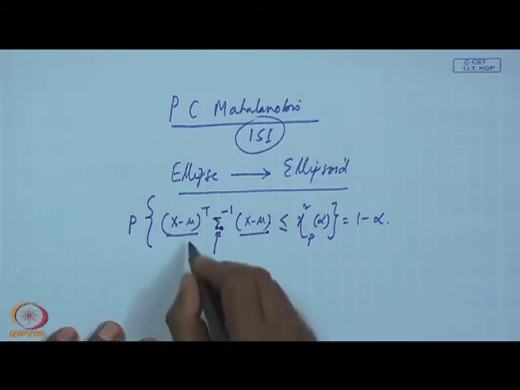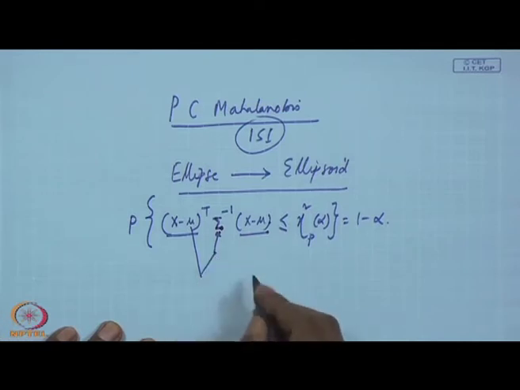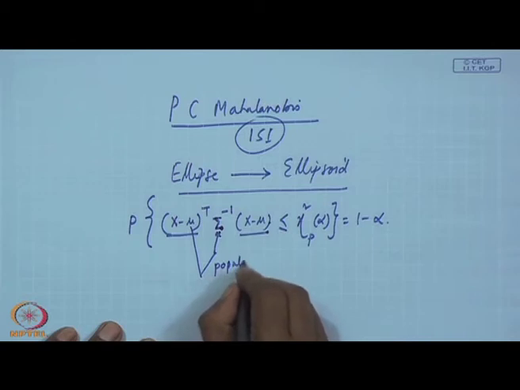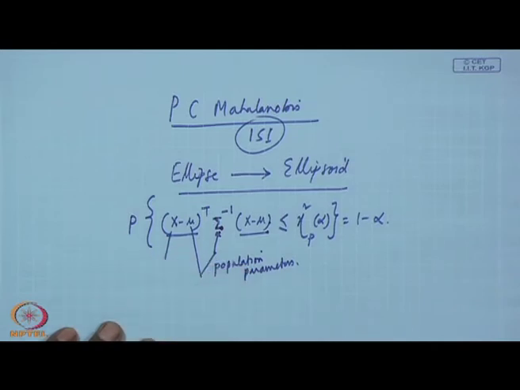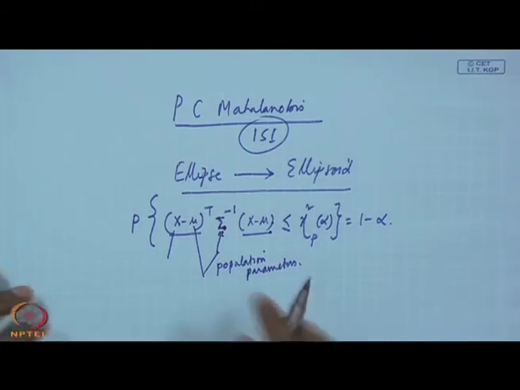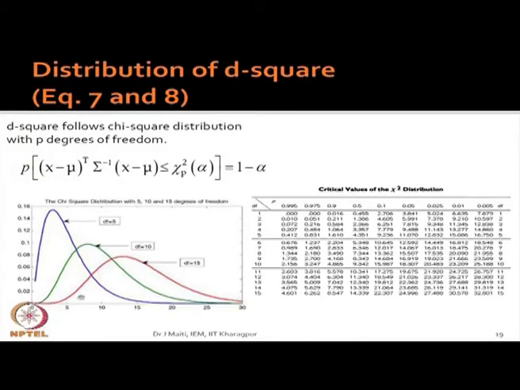Now, in this equation mu and sigma are population parameters and x is the random variable. And the chi-square distribution will be of different types. The shape of the chi-square distribution can be like this, can be like this, can be like this, depending on the degrees of freedom. And you all know how to read the chi-square table: degrees of freedom on one side, and on the other side the probability values.